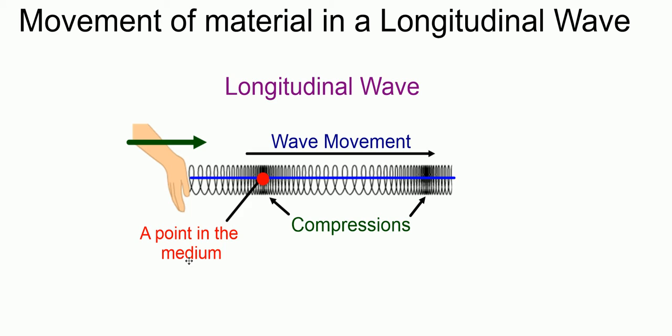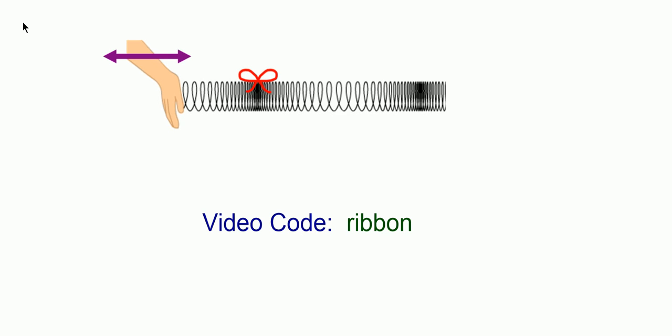I'm just pointing out this red spot in the medium because we're going to be interested in how that red spot, which is a portion of the metal of the slinky, moves when a longitudinal wave comes by. All right, here I've actually drawn a ribbon tied to that spot right there. What's happened again is that the hands come forward, cause a compression, it's moved to this point. And our job now is to see how that ribbon moves, which will represent the movement of the metal in the medium, or the slinky.